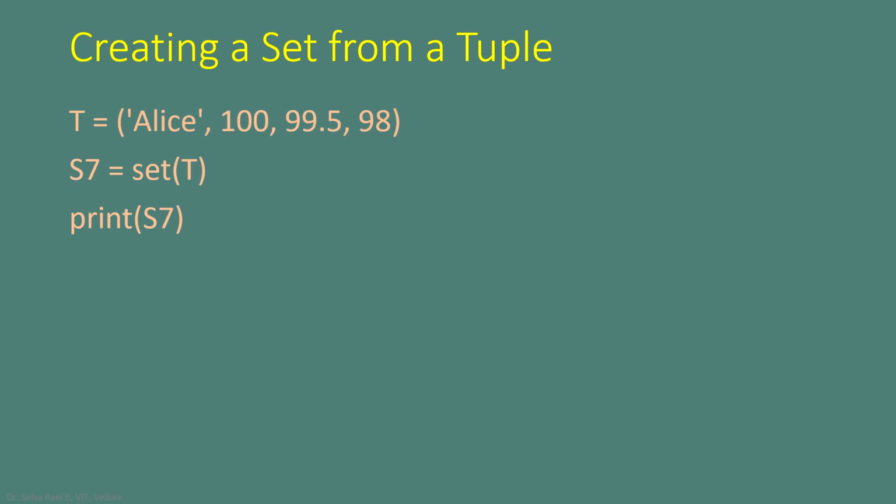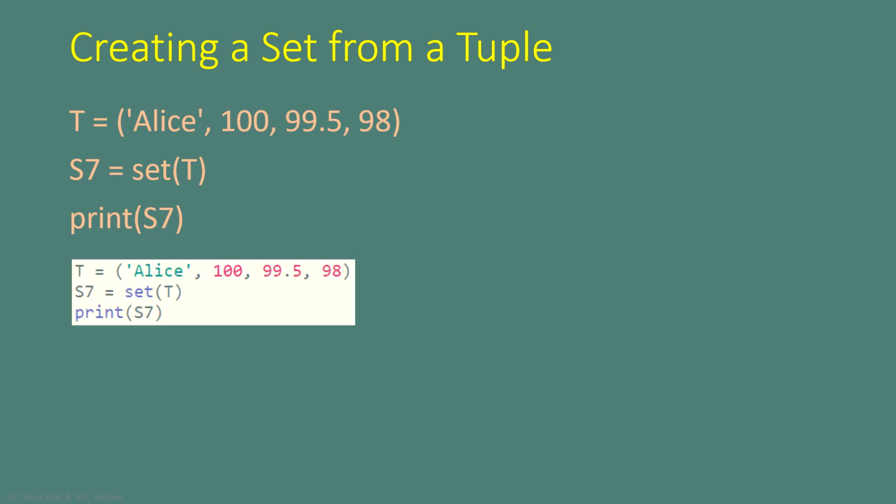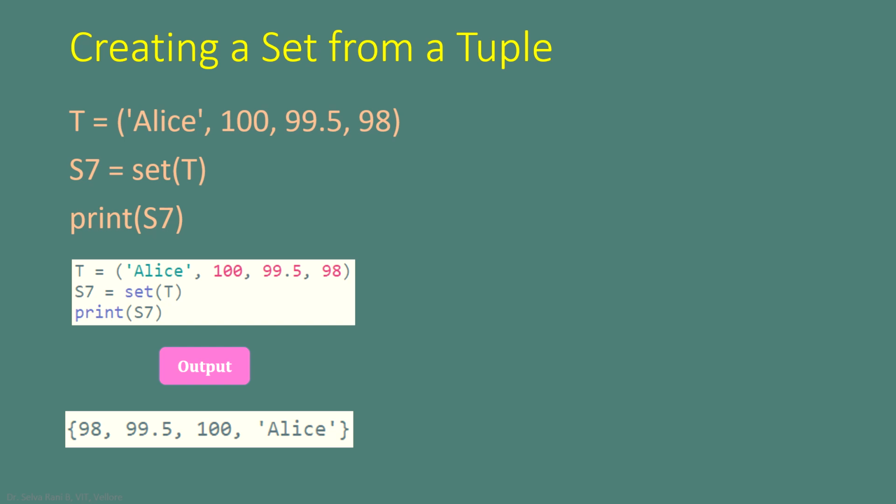Let's see how to create a set from a tuple. T is equal to Alice and the scores she got in three subjects, 100, 99.5 and 98. To convert this tuple into a set, we have to give it as input to the set constructor. S7 is equal to set of T. If we display S7, it should display the elements from this tuple as a set, right? Output is 98, 99.5, 100 and Alice as set elements inside S7.